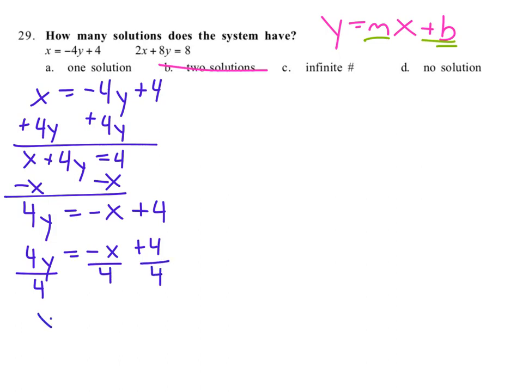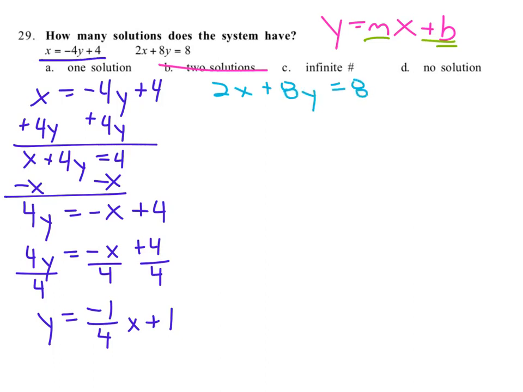And what we get then is y equals, remember there's an invisible 1 between the negative and the x, so negative 1/4 x, 4 divided by 4 is 1. Okay? That's one of our equations. And I'll underline that up here in this one. That's that one. Okay? And then I will take the second equation, 2x plus 8y equals 8.